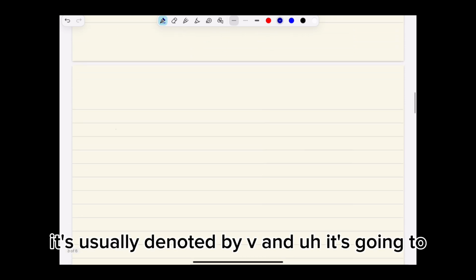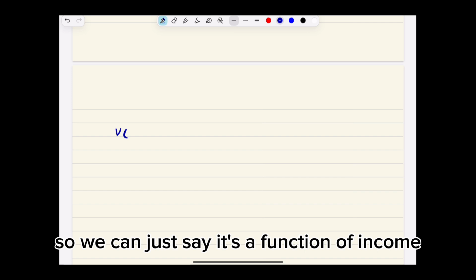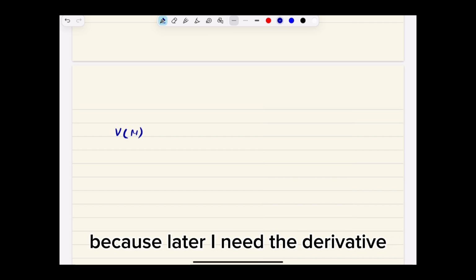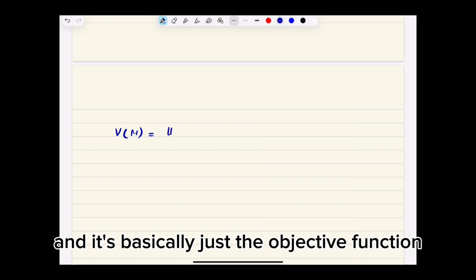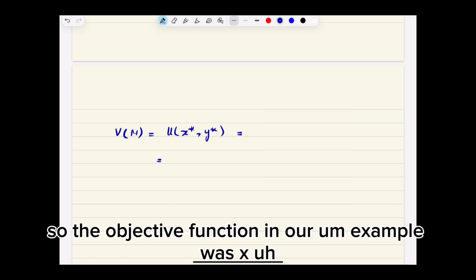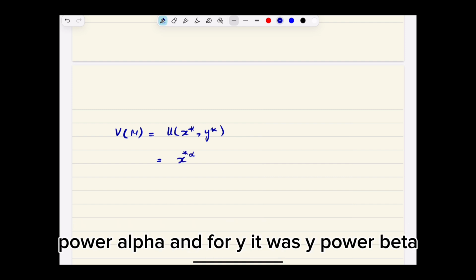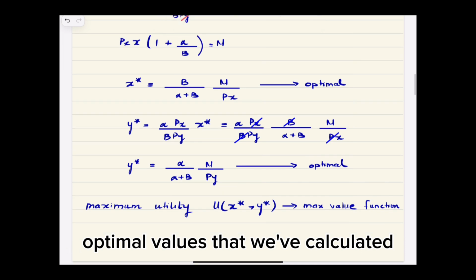It's usually denoted by V, and the answer is going to be in terms of prices and income. So we can just say it's a function of income, because later I need the derivative just with respect to income. And it's basically just the objective function at its optimal maximized value. So the objective function in our example was x power alpha, and for y it was y power beta. So we are just going to plug in the optimal values that we've calculated.